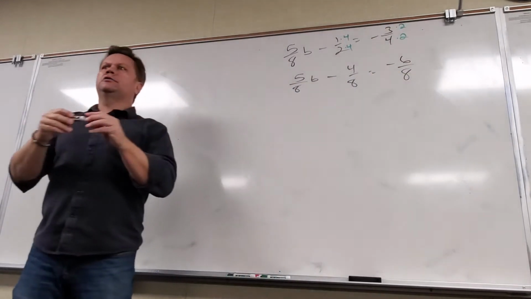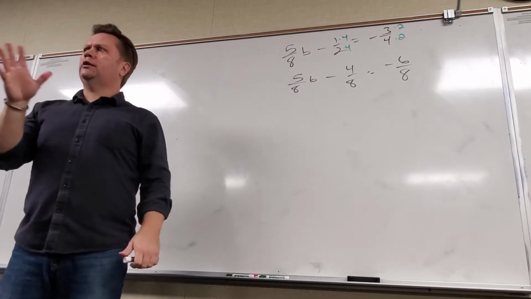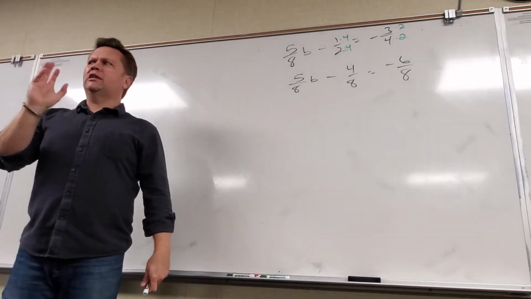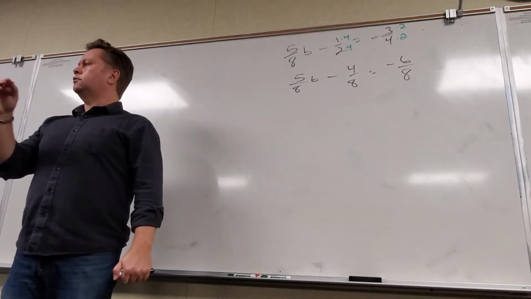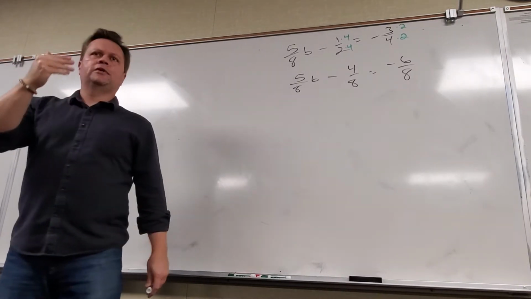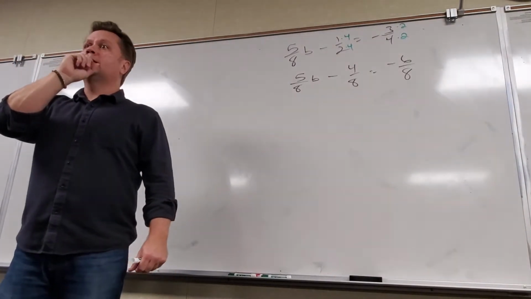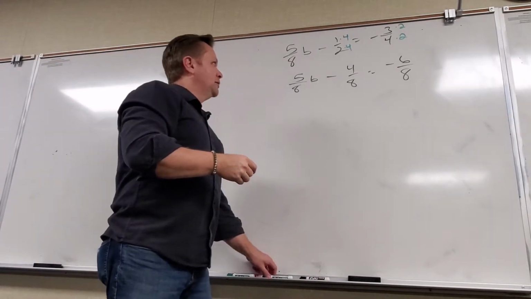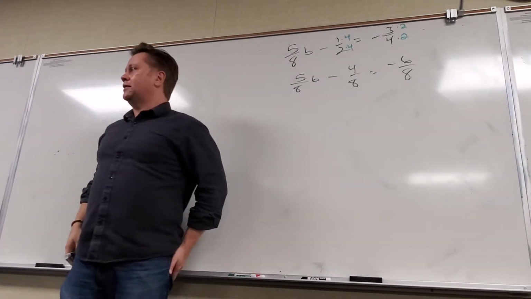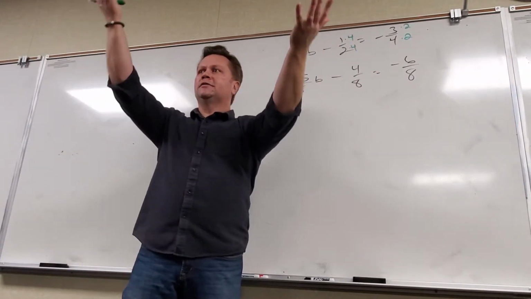And what am I allowed to do now that I can't do whenever I want to? What can I do right here to kill those 8s? How do I get rid of the fractions? What do I do to kill them? Multiply by 8. Yes. Why am I allowed to do that? Not just because it kills everything, but because it is an equation, and I have two sides.